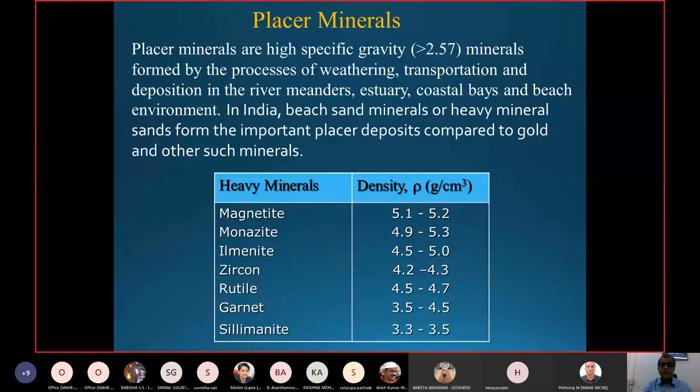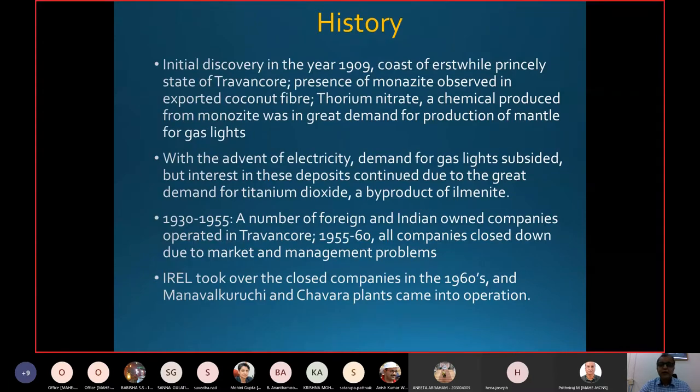And garnet and sillimanite. Garnet they use in emery paper, the rubbing paper. And sillimanite, once again, is an abrasive material. And coming back to the history, how these minerals have been identified. The initial discovery was in 1909 in the erstwhile coast of Travancore, where our Kerala is, the Kerala coast.